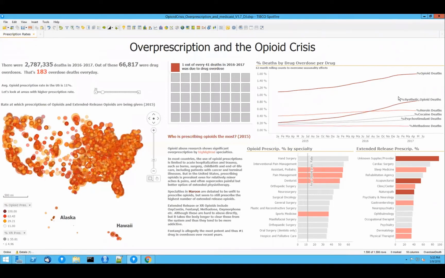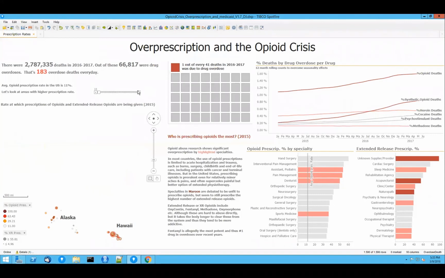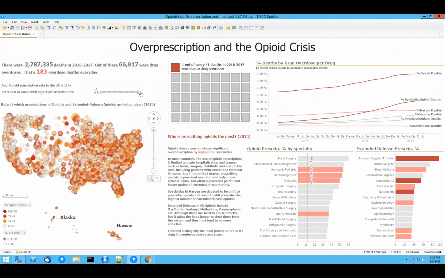So there's two classes of prescriptions. One is just your prescribing rate: out of all the prescriptions that you can give out, how many of them are opioid related. And the other class of prescriptions is extended release. So extended release opioids are considered generally safe because you can't break them and get an instant high from them. So it's hard to abuse, but it takes the body a lot longer to push it out of the system. So that's why we're monitoring both.